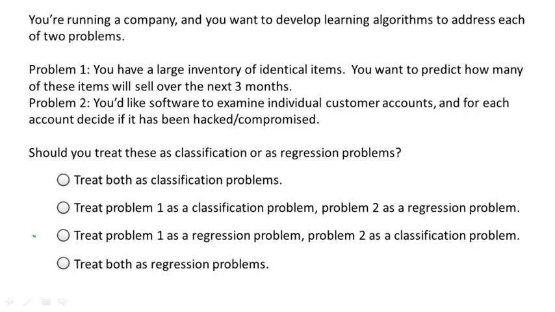Hopefully you got that the right answer is the third option, where for problem 1, if you have a large inventory of identical items, then if you have thousands of items, you're trying to predict a real value. Think of it as a real value, the number of items you sell. Whereas in problem 2, the output is really either 0 or 1, whether or not the customer account has been hacked, and so we usually treat that as a classification problem. So that wraps up this video, and in the next video we'll go on to develop our first learning algorithm.